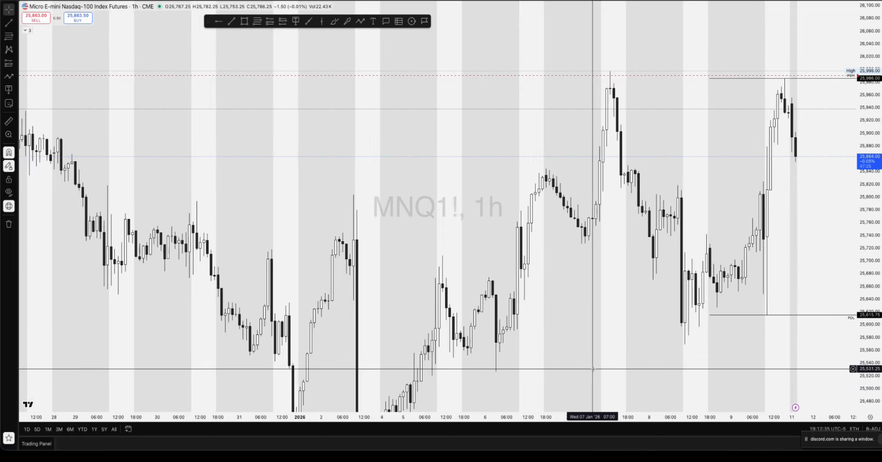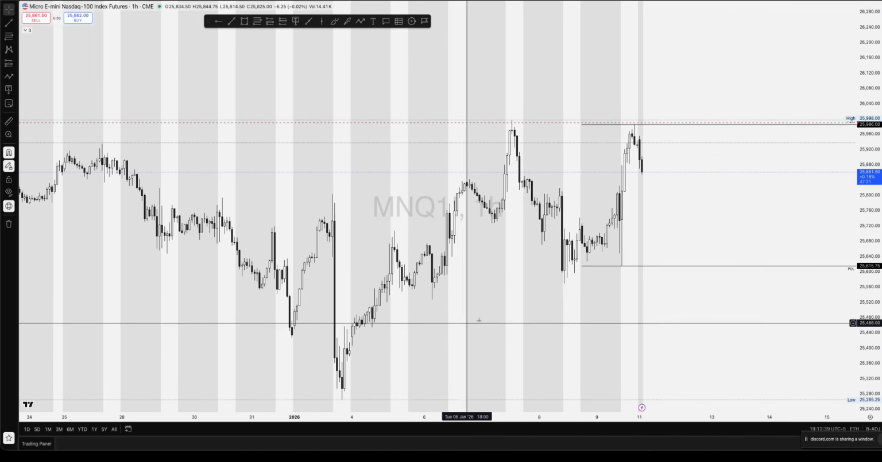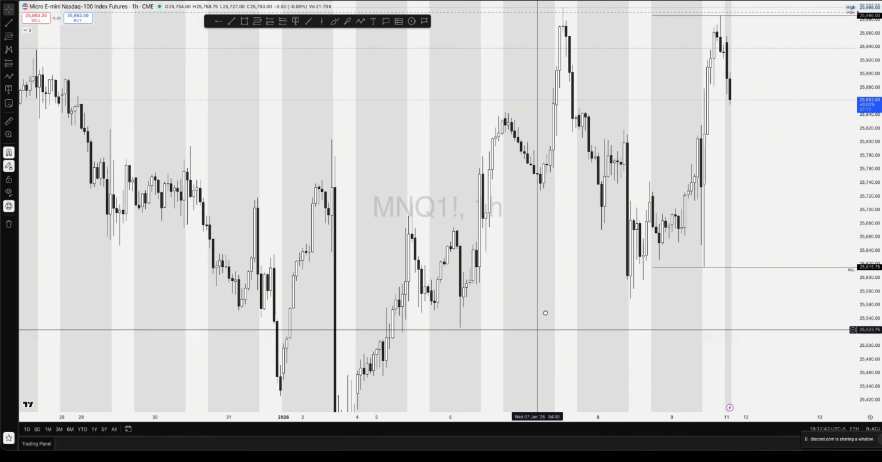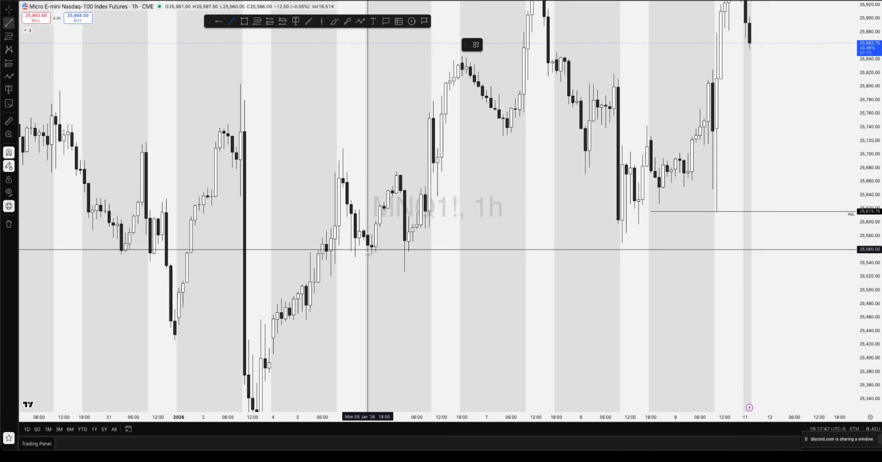Let's use it for this time frame, which is the 1 hour time frame, for example. So right here, what do you see? We have a liquidity here, which is rule number 1.